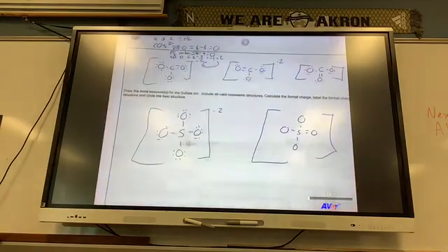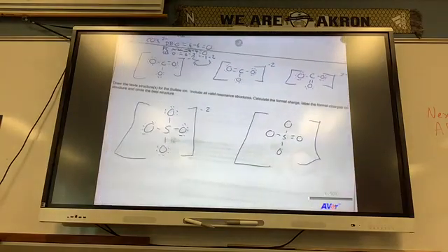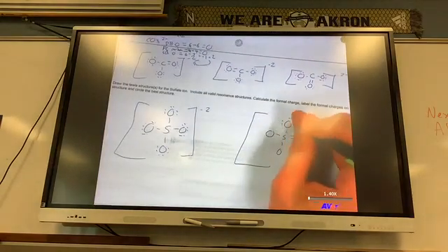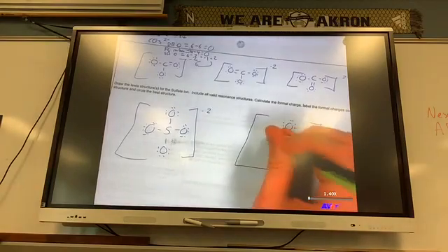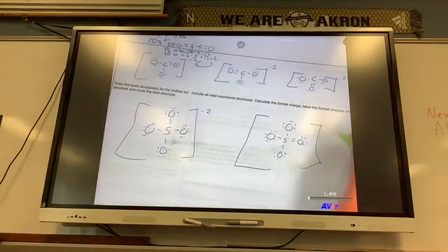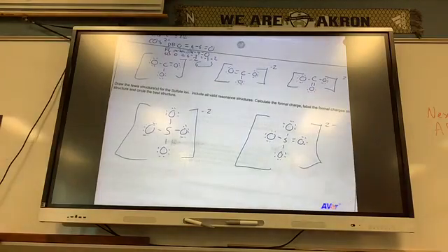Sorry, let me zoom out a little bit. I could also have an expanded octet version of this. So using formal charges, figure out which one of those is the best.